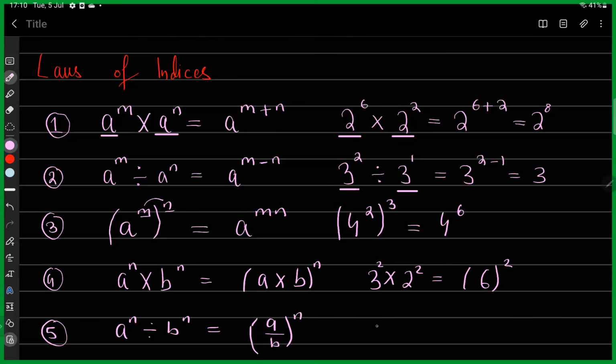For example, if you have 3 squared and it's being divided by 2 squared, now the power is same, so I can write it as 3 by 2 whole power 2. All right. Now, these are the 5 most basic rules or laws of indices, and you can make a lot of laws using these. Okay.